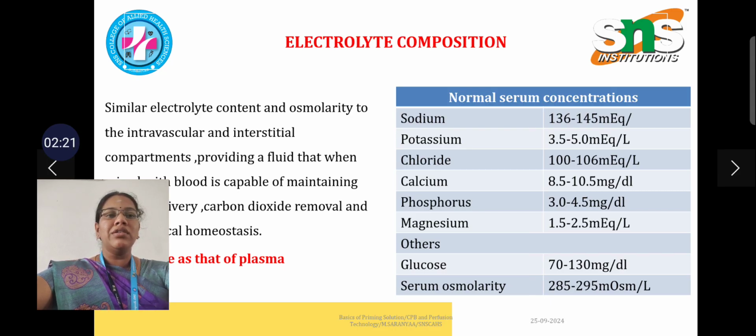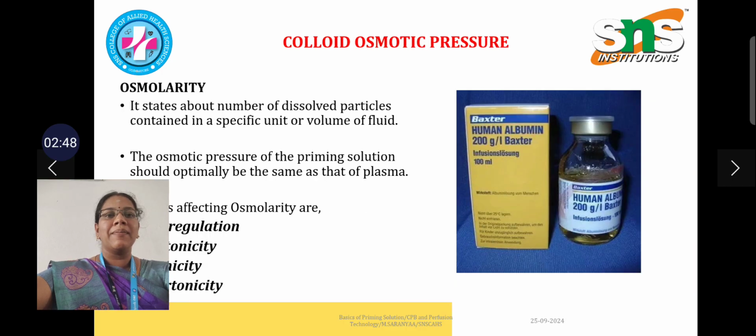The sodium is 136 to 145 milliequivalents per liter, potassium 3.5 to 5 milliequivalents per liter, chloride 100 to 106 milliequivalents per liter, calcium 8.5 to 10.5 milligrams per deciliter, phosphorus 3 to 4.5 milligrams per deciliter, magnesium 1.5 to 2.5 milliequivalents per liter, glucose 70 to 130 milligrams per deciliter, and serum osmolarity 285 to 295 milliosmoles per liter.